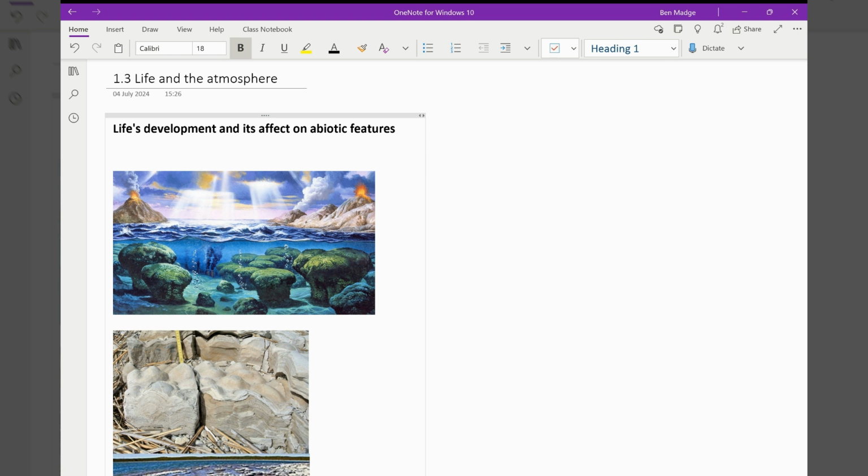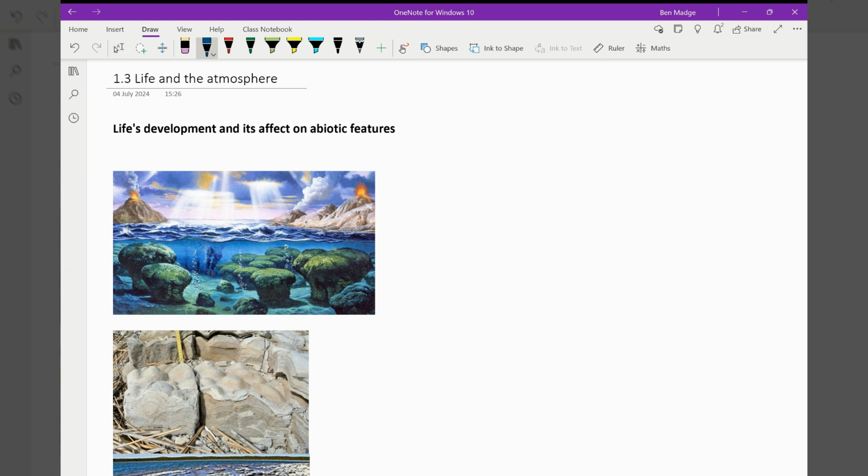So we talked about how early life was what we called archaea, and these are like primitive bacteria. And archaea, there is a variety, a branch of archaea, which developed into something called cyanobacteria. So cyanobacteria is a type of bacteria, archaea, that develop the ability to photosynthesize.